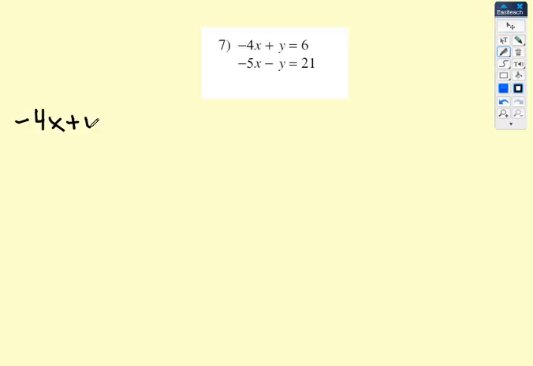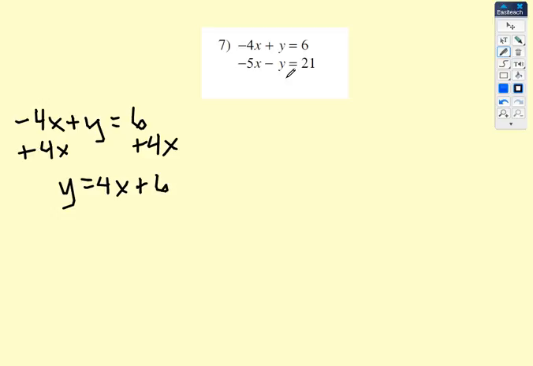So negative 4x plus y equals 6. I'm going to solve for y just by adding 4x to both sides. Negative 4x plus 4x is 0, and I'm left with y equals 4x plus 6. Now I need to plug that into the second equation.